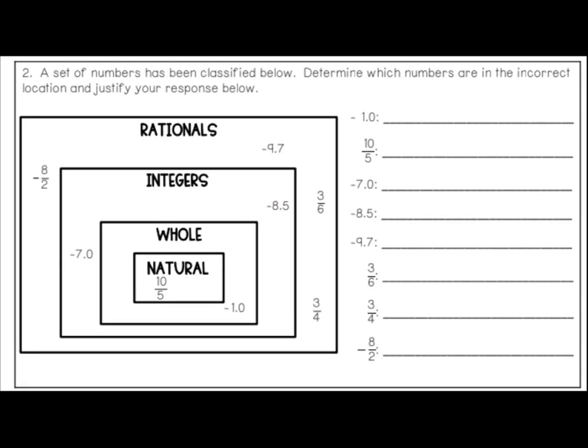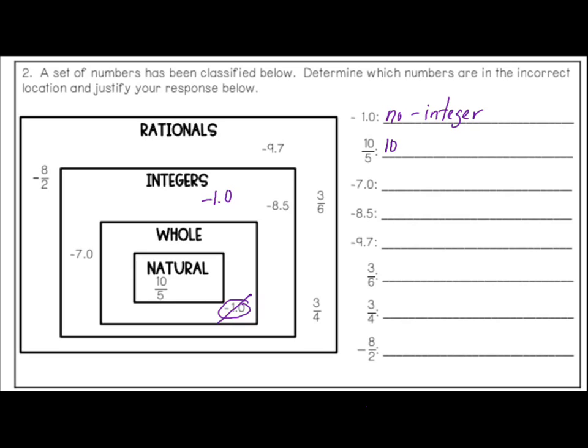Let's look at this last slide. Our job here is to figure out if the numbers have been placed correctly or not, and then tell why they are wrong. So let's start with -1.0. Well, I see that it's right here in the whole box, which is incorrect. This should be an integer. It should not be in the whole box because it's negative. So I'm going to go ahead and add this to the integer box.